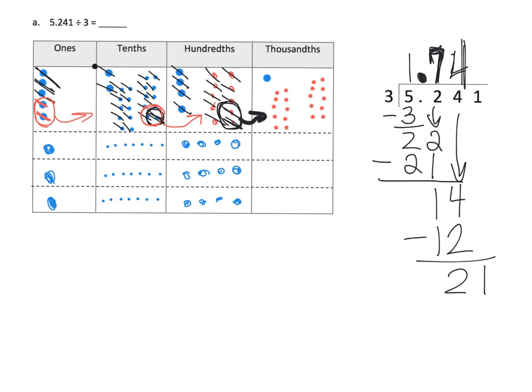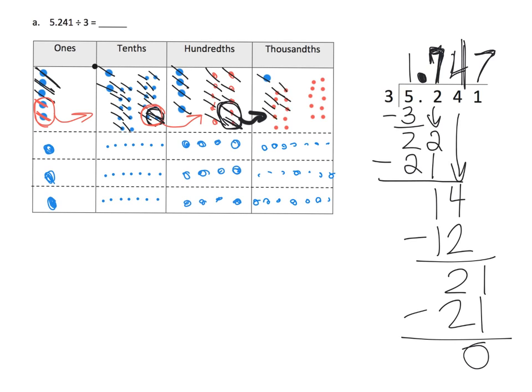Each group is going to get 7. 1, 2, 3, 4, 5, 6, 7. So we're going to put that up here. And that means we used up 21, and we have nothing left over, because when we put 7 in each group, we are going to end up using all 21 of these dots, all 21/1000ths, and we have nothing left over. So that's the connection between the place value chart and the standard algorithm.